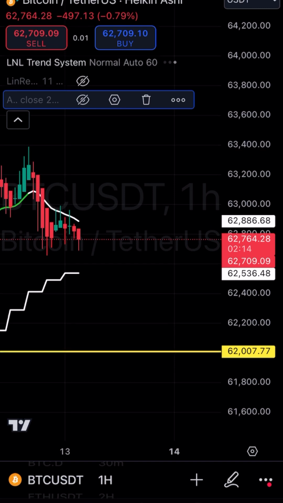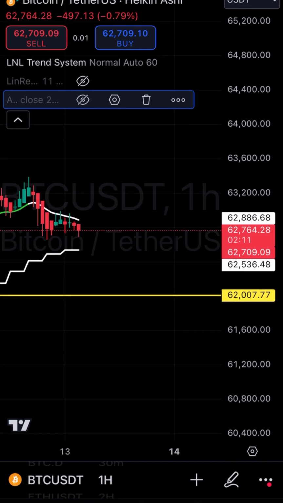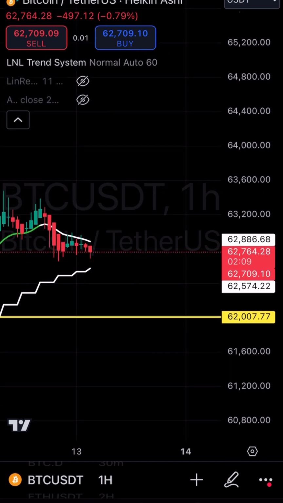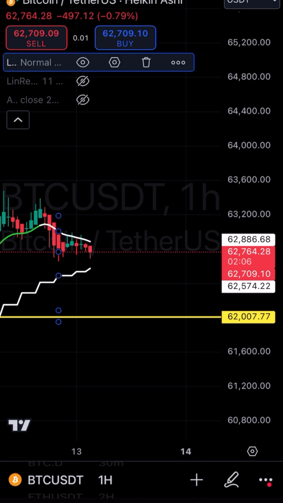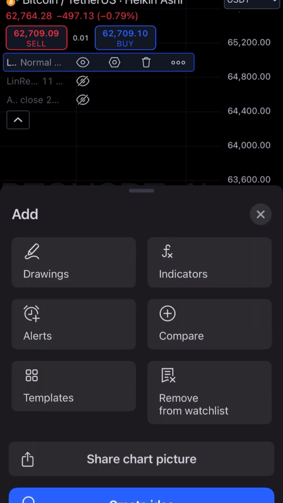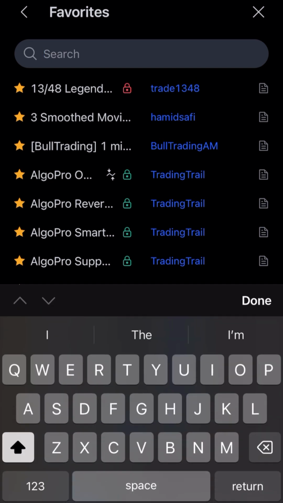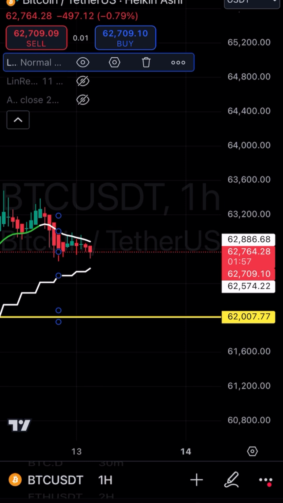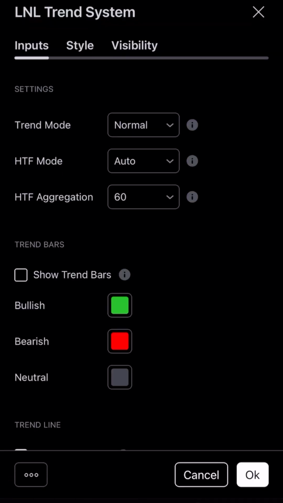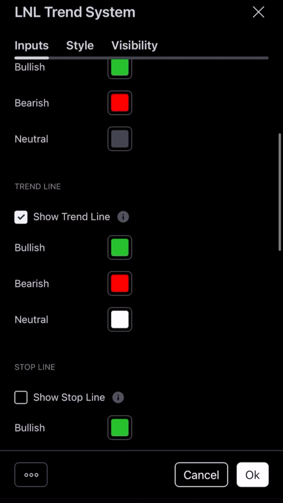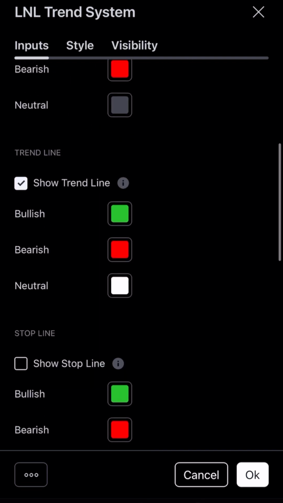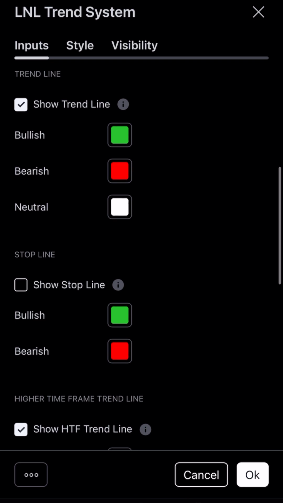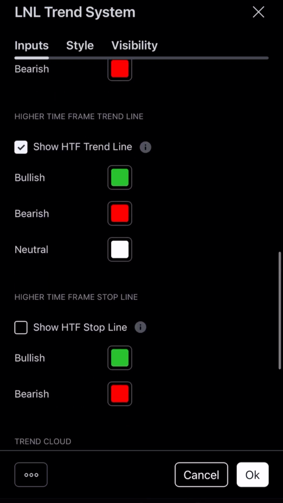Okay, so to set this up, I would recommend doing this on the hour. So first thing you need is to have your LNL Trend System. You go over here to the indicators, and you go to LNL Trend System. And basically, by default, it's going to look a little bit different. What I do is the only thing I check is show trend line, and I change neutral to white, and show HTF trend line, and I change that to white.